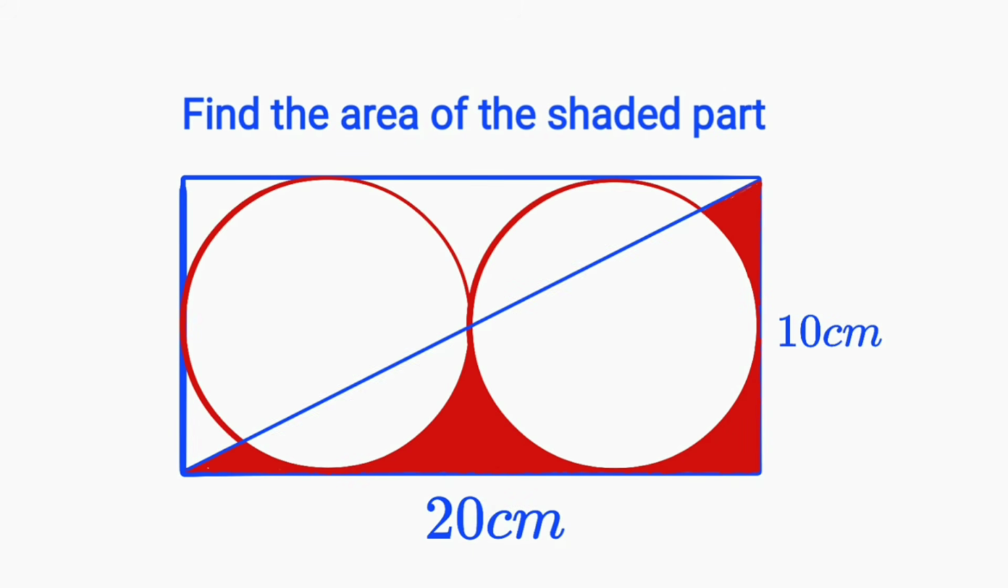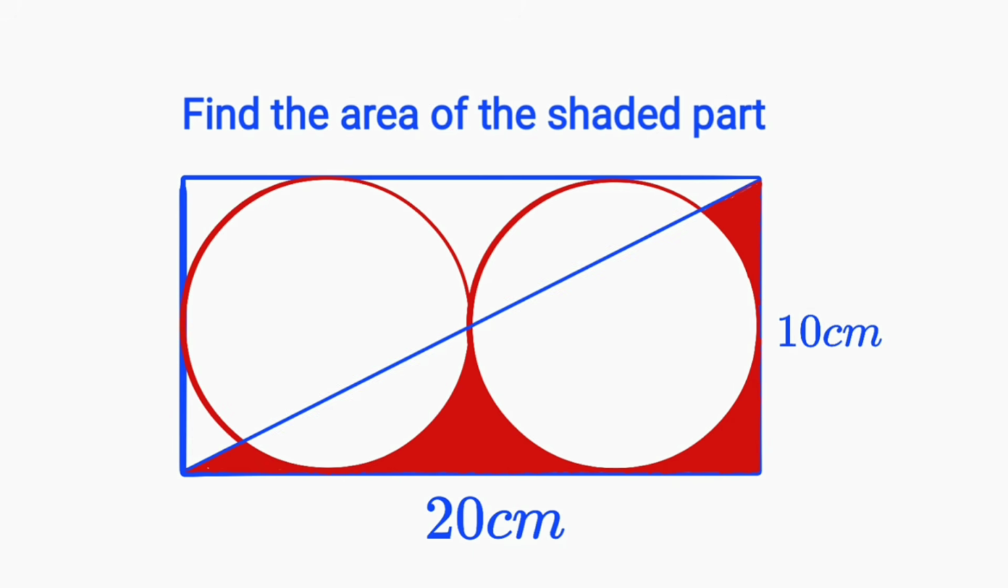Hello everyone, let us provide a solution to this interesting geometry problem. We are given two circles here that are tangent to each other and also together tangent to the rectangle. And we are asked to find the area of the shaded region, which you can see in red right here.